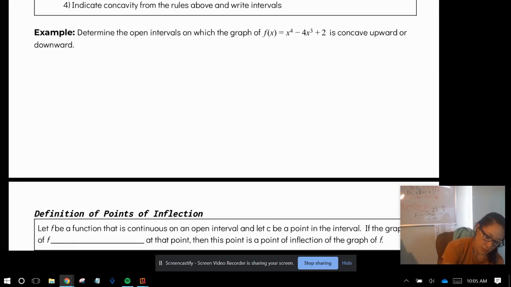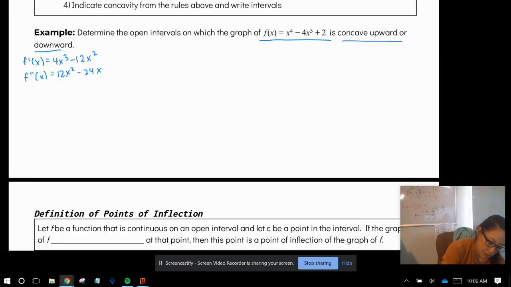Let's start. I have the function x to the fourth minus 4x cubed plus 2, and we're going to determine the intervals in which the original f is concave up or concave down. We need to take the second derivative to find out about concavity. So f prime of x is, by the power rule, 4x cubed minus 12x squared plus 0. Then the second derivative gives me 12x squared minus 24x.